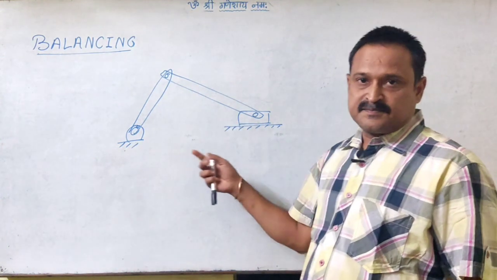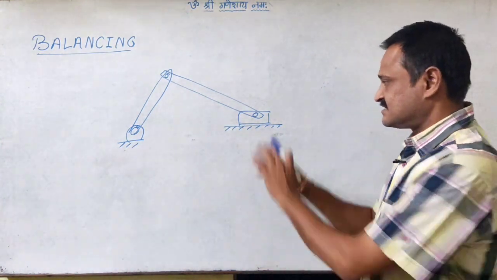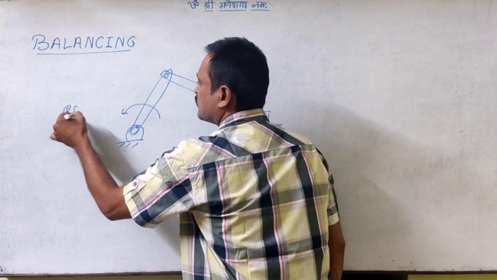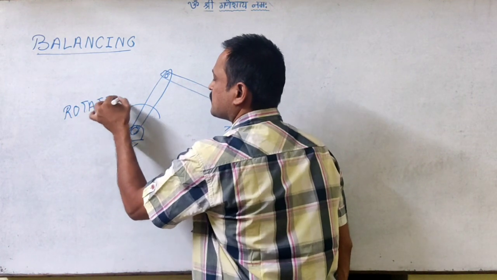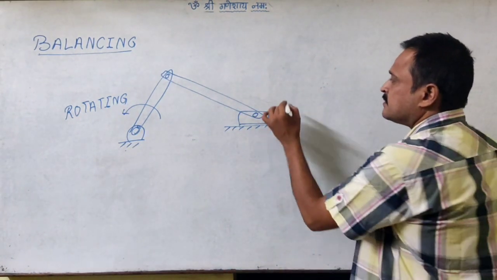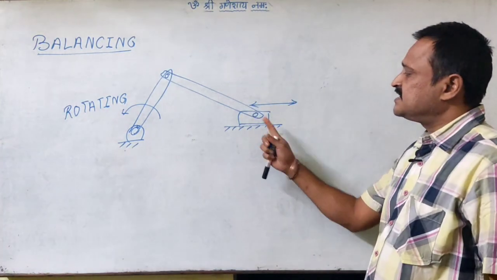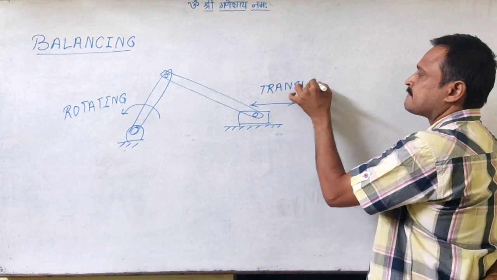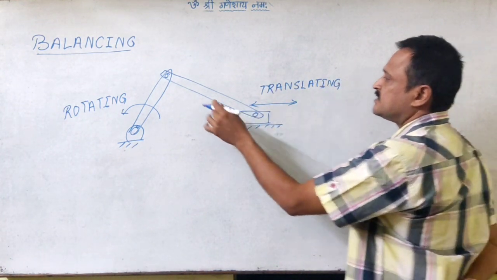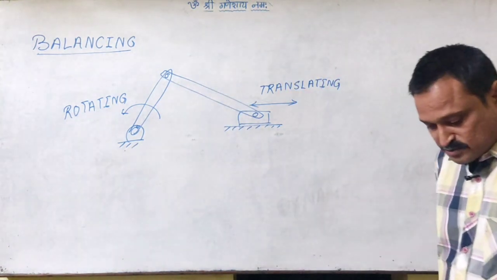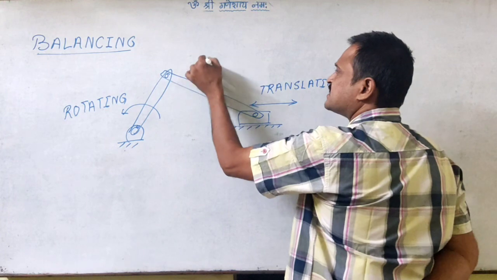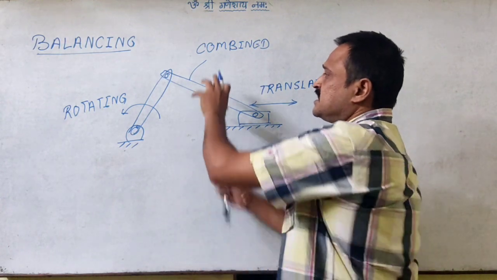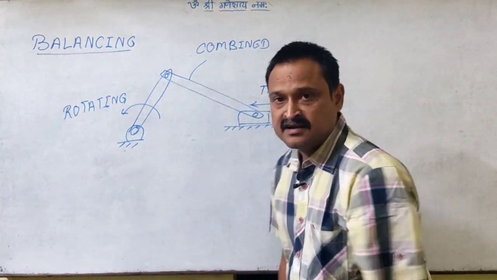Now if you see the motion of all these three components in this mechanism, this is the crank, which is a pure rotating member. And here the slider is a pure translating member. And here the connecting rod, which is also called a floating link, is having a combined motion. That means it is rotating as well as having a linear motion.